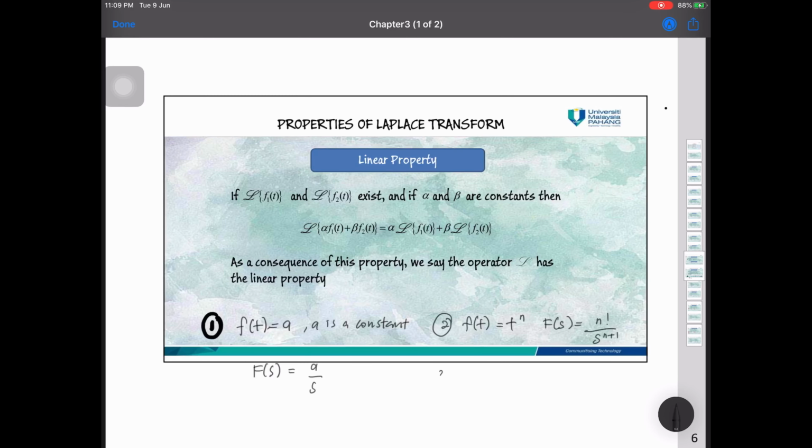Number 3, if you have f(t) in the form of exponent at, where a is a constant, therefore you will have the Laplace transformation of f(t) equal to 1 over s minus a. The fourth one, if you have f(t) equal to sin(at), where a is a constant, therefore your F(s) will be a over s squared plus a squared.